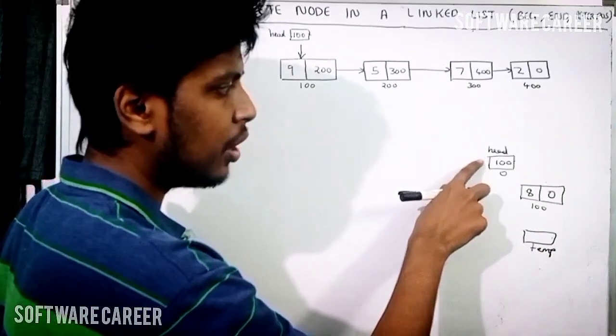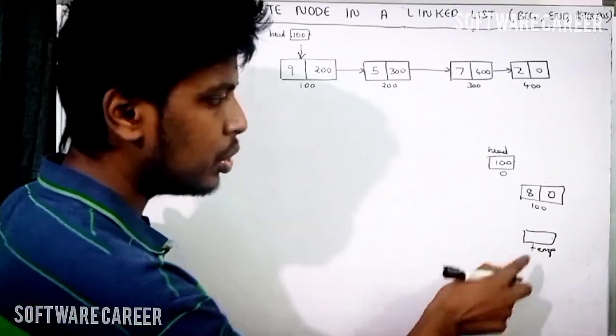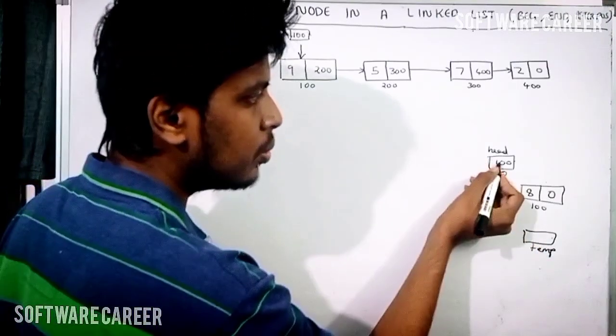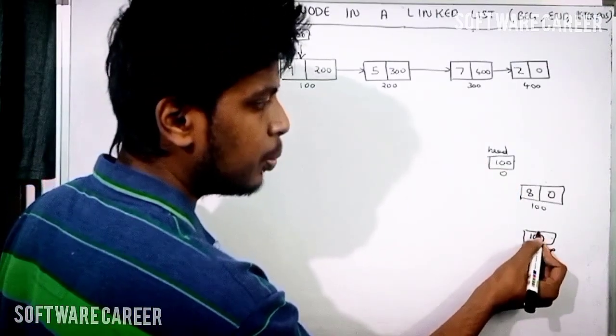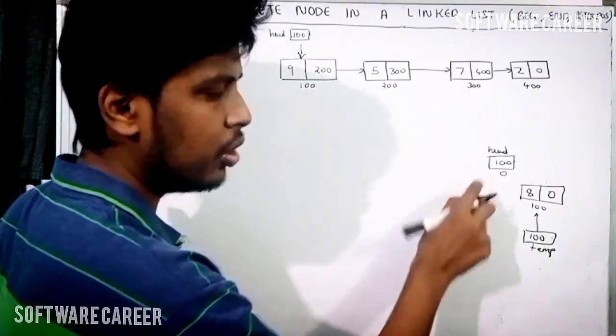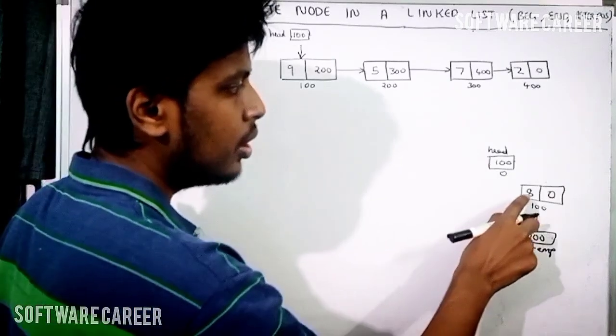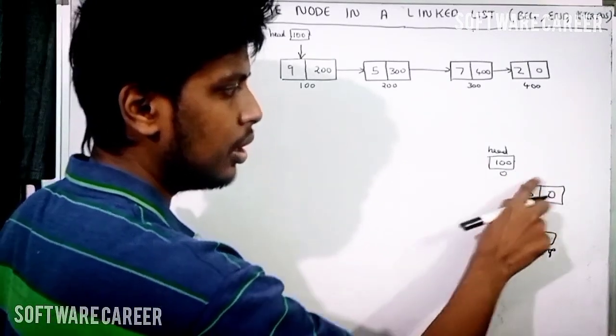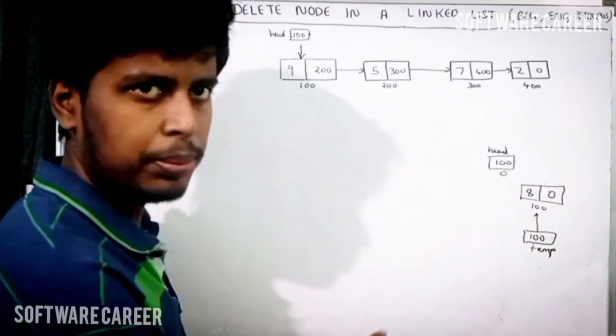Before updating this head pointer, you should store the head pointer value in this temp. So it stores 100 before. Then this pointer will point towards this node. Then afterwards you should update this head pointer to 0. Then this link will get cancelled, and now you can remove this node by using free temp.